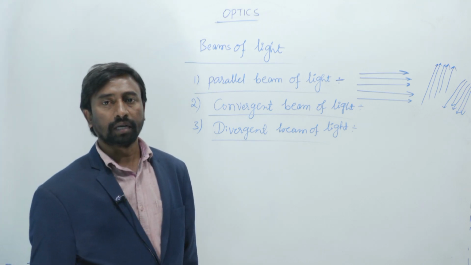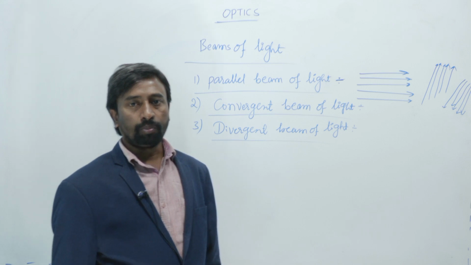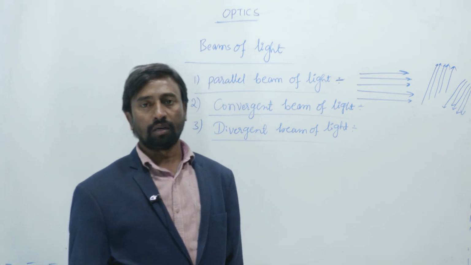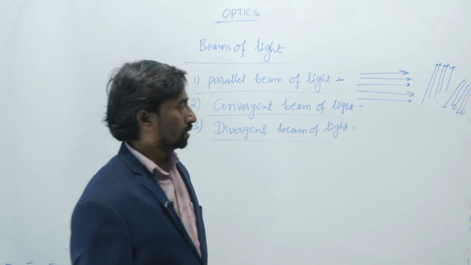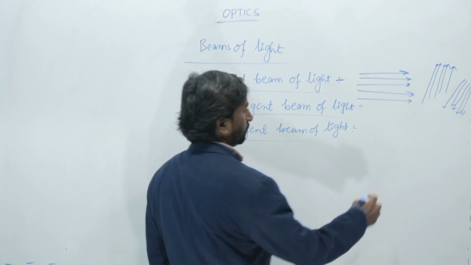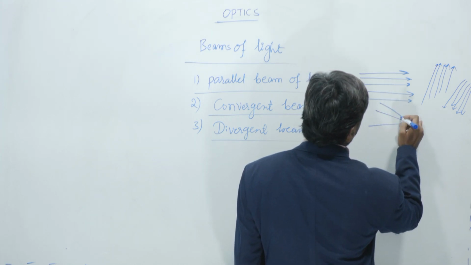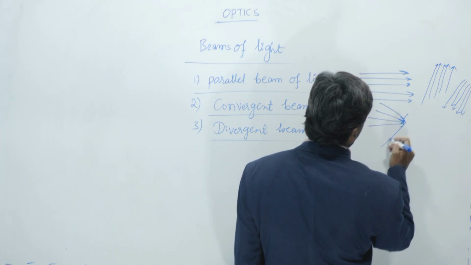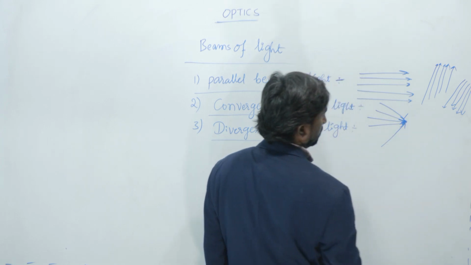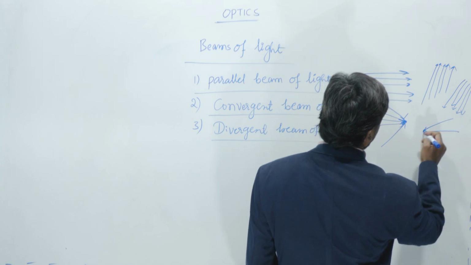Now the next one is a convergent beam of light. A convergent beam of light means the beam of light in which all the light rays seem to meet at a point. See here, all the light rays meet at a point. They appear to meet at this point. So that is said to be a convergent beam of light. It may be like this also.